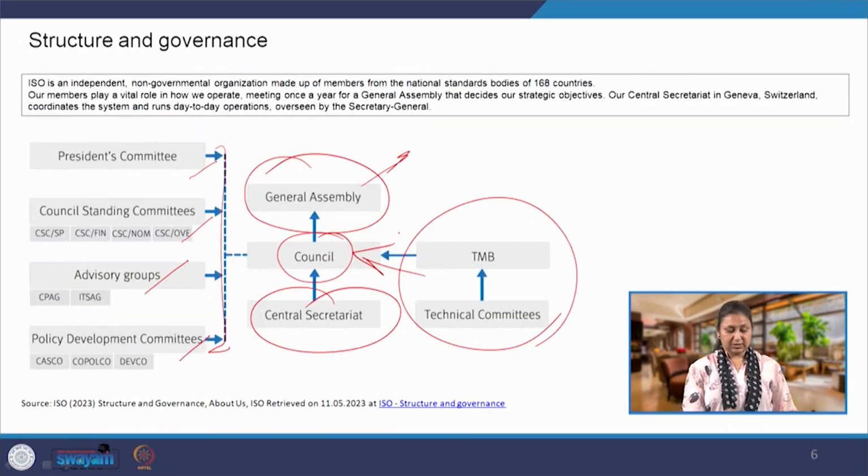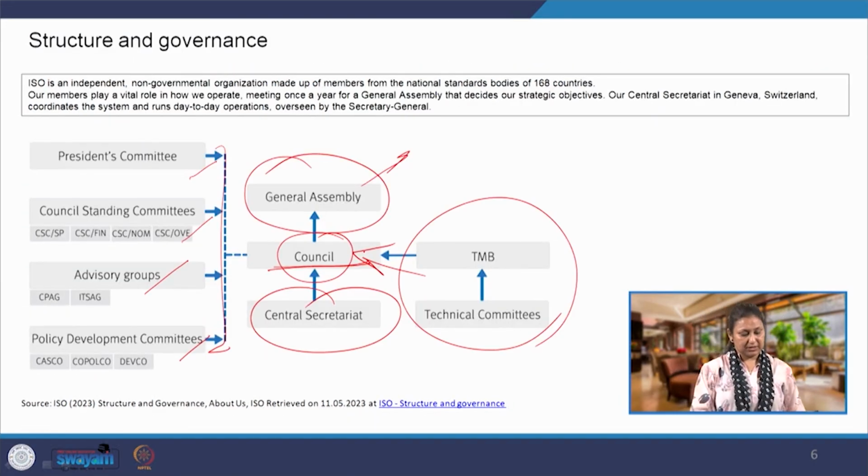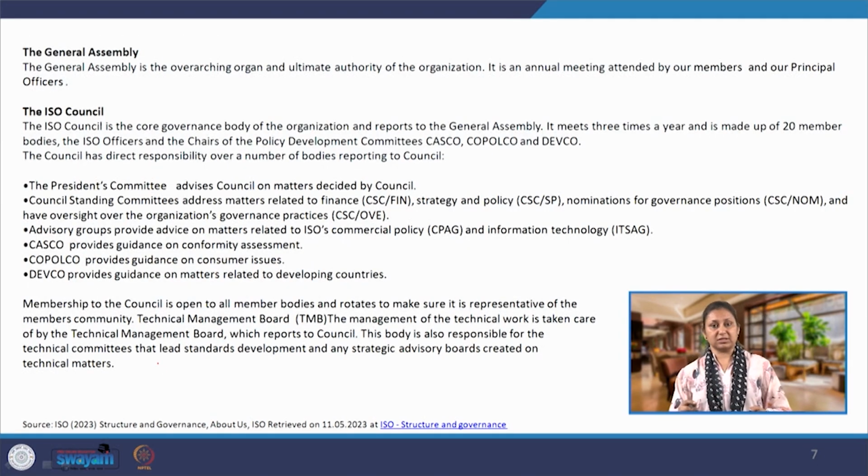Then the ISO council, this is the council that we are talking about here. It is the core governance body, which is what we normally know in other organizations as the executive body, which executes. It is the governing body of the organization, and it reports to the General Assembly. It meets over 3 times in a year, and it comprises a few members. So, some 20 member bodies, the ISO officers and the chairs of different policy development committees. So, we have these policy development committees, and the chairs of these committees are also part of the ISO council.